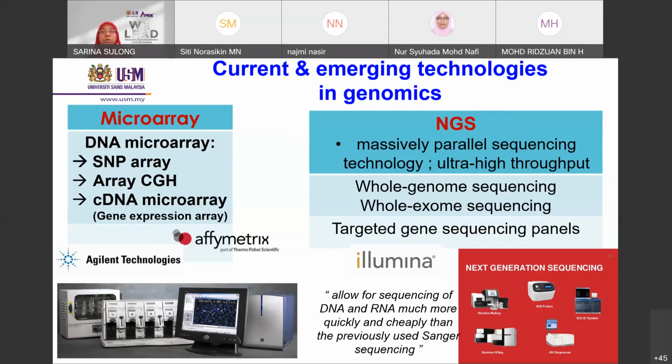So you should know the purpose: if you want to study point mutations, or you want to study the mutations in a disease, you can use NGS to see the point mutations. And it allows for sequencing of DNA or RNA much more cheaply than the previously used Sanger sequencing.